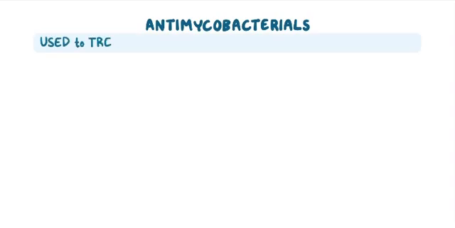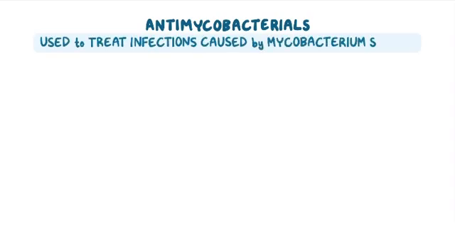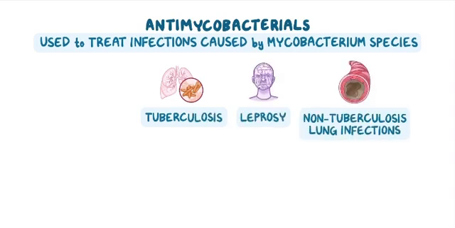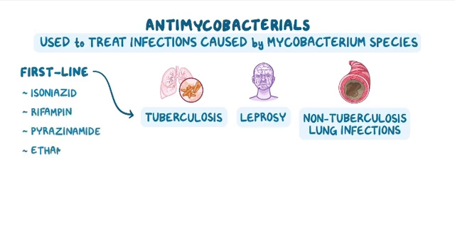Alright, as a quick recap, antimycobacterials are medications used to treat infections caused by mycobacteria. These include tuberculosis, leprosy, and some non-tuberculosis lung infections. First-line antimycobacterials commonly used to treat tuberculosis include isoniazid, rifampin, pyrazinamide, and ethambutol.